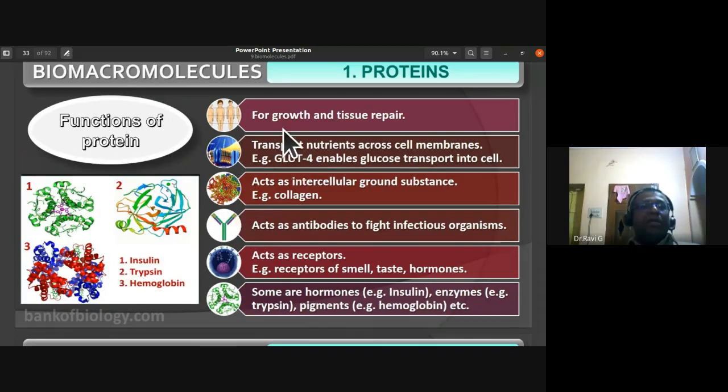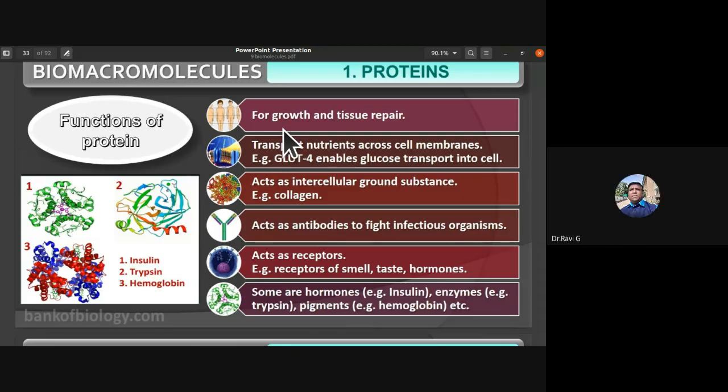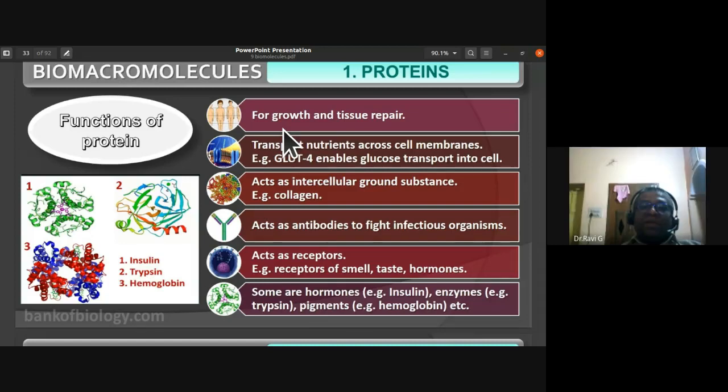So now the functions of proteins. For growth and tissue repair, proteins are required. Then there is transport of nutrients across the cell membrane. You know that some of the proteins act as carrier proteins. So the transport of nutrients across cell membranes is brought about by proteins. An example is GLUT4, which enables glucose transport into the cell.